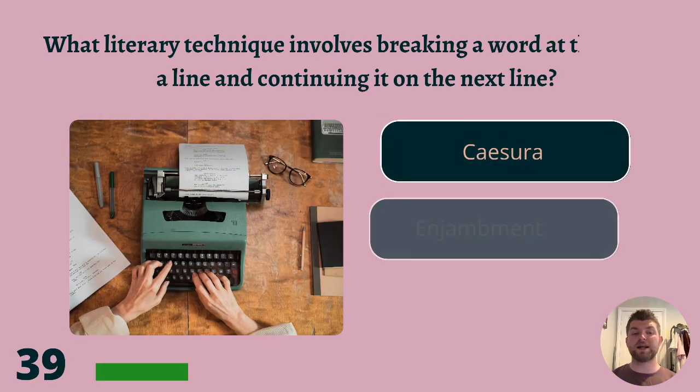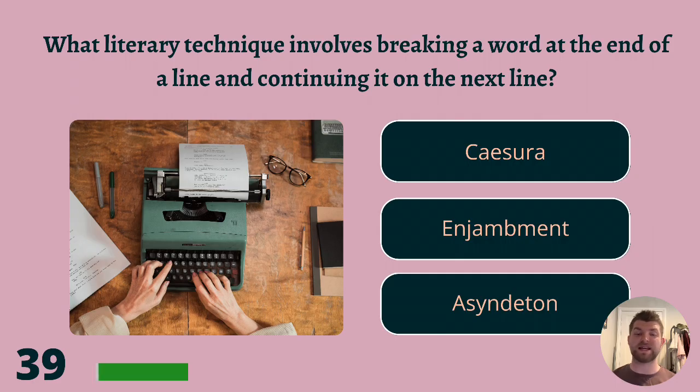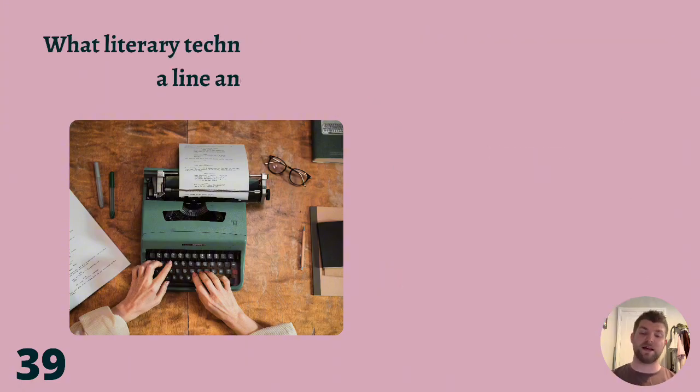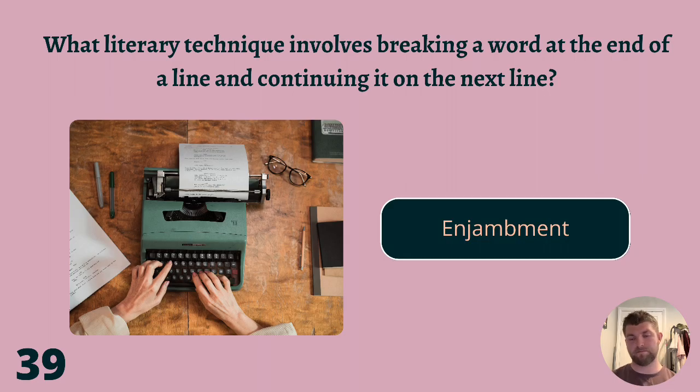39. What literary technique involves breaking a word at the end of a line and continuing it on the next line? Caesura, enjambment, or asyndeton? The correct answer is enjambment.